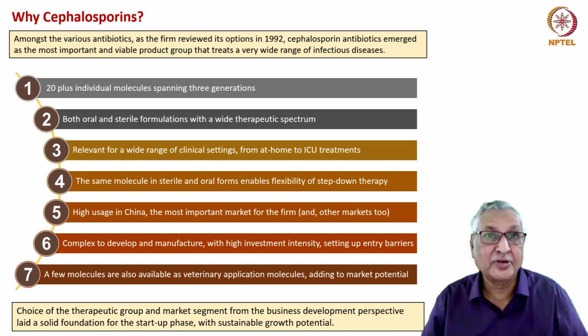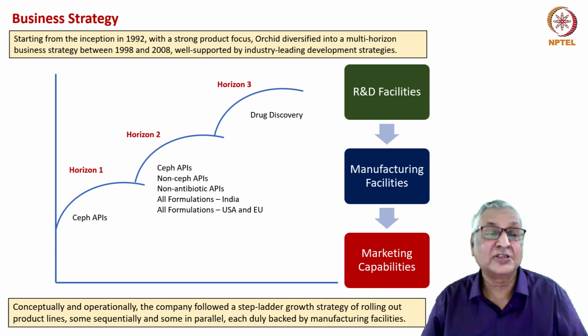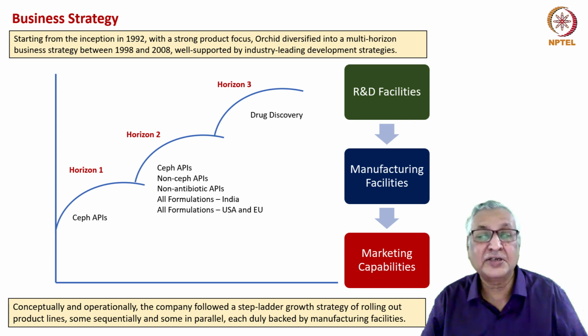Choice of the therapeutic group and market segment from the business development perspective laid a solid foundation for the startup phase with sustainable growth potential. The business strategy was to continuously expand and that too meaningfully. Orchid diversified into a multi horizon business strategy between 1998 and 2008, well supported by industry leading development strategies.